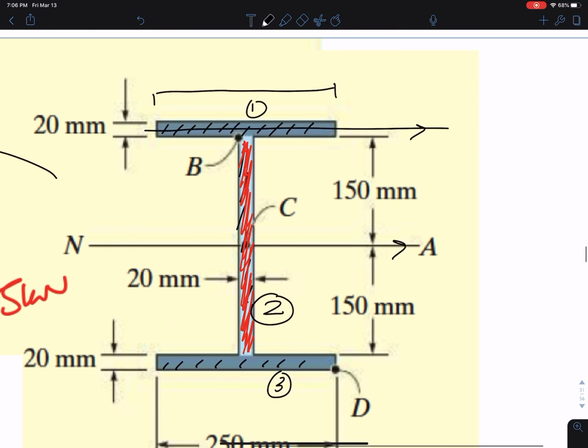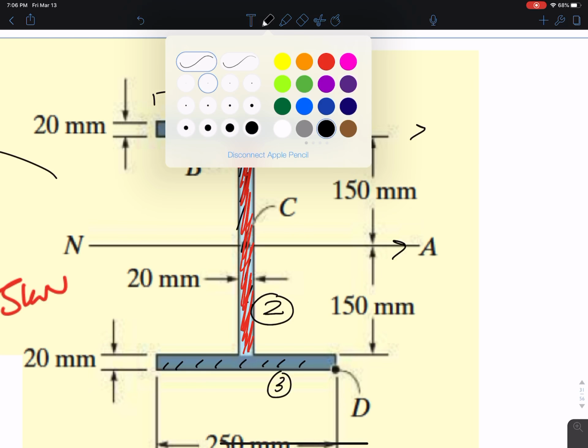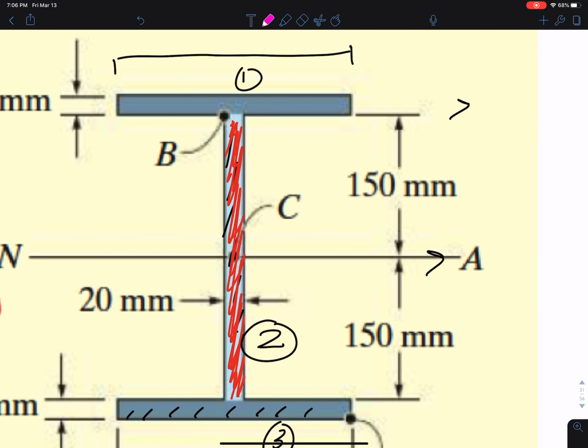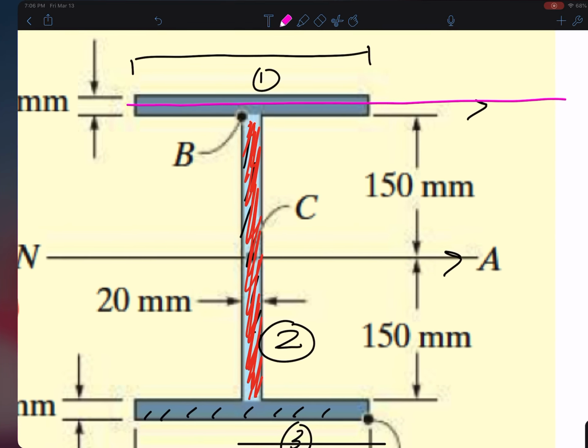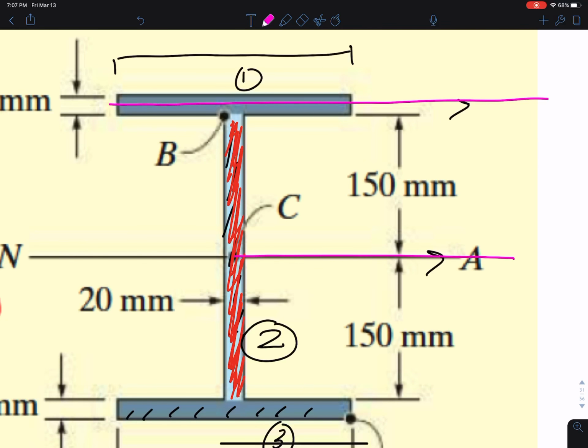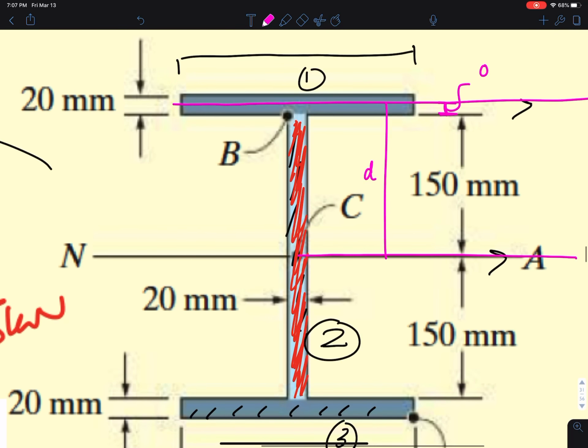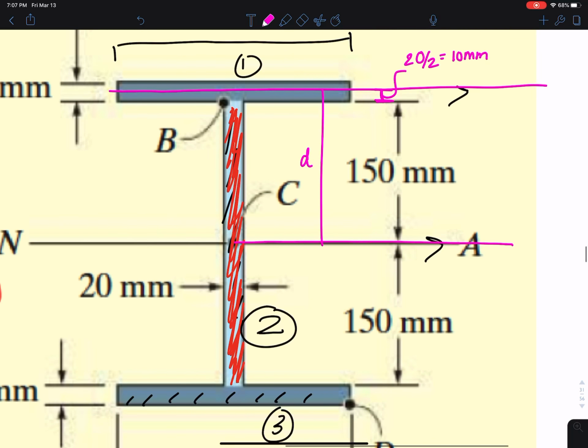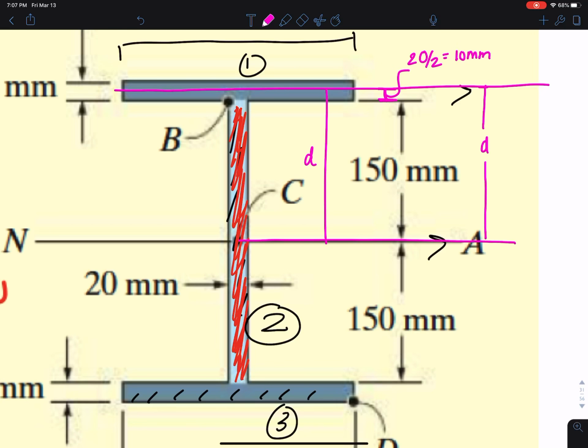I'll clear this up a little bit so I can show you. So this D value is calculated as such. This line represents the center of that object. This is the neutral axis of the whole object where I calculated my moment of inertia about. And this is D. So from here to here is 20/2, so 10 millimeters. This is 150, so D from here to here is equal to 160 millimeters.